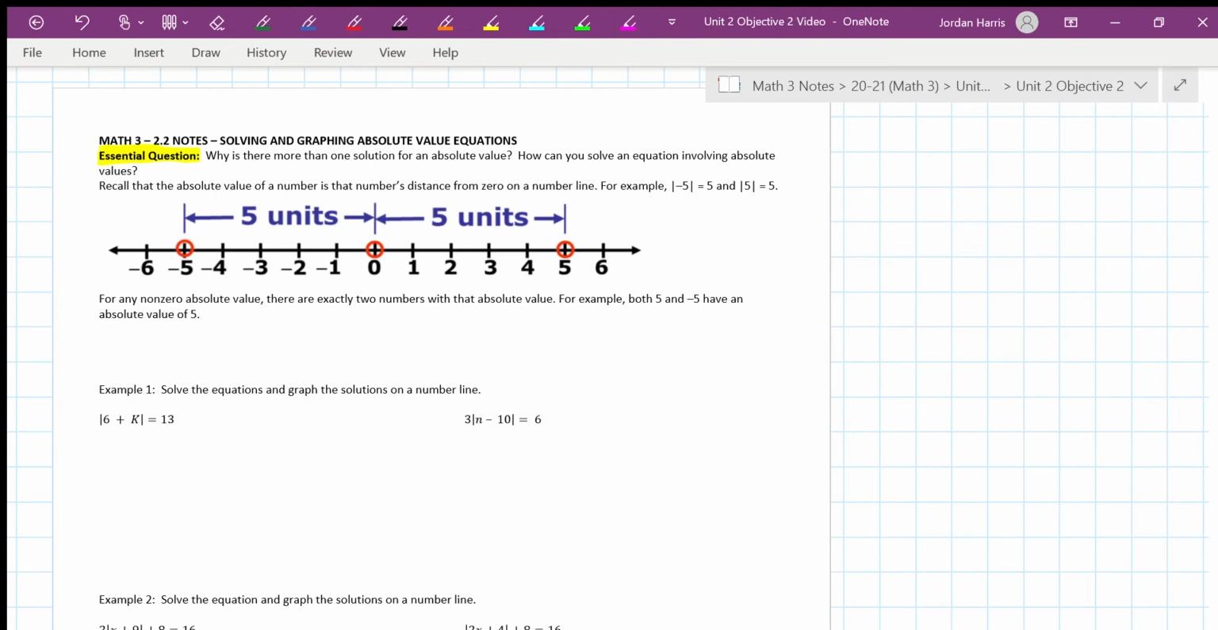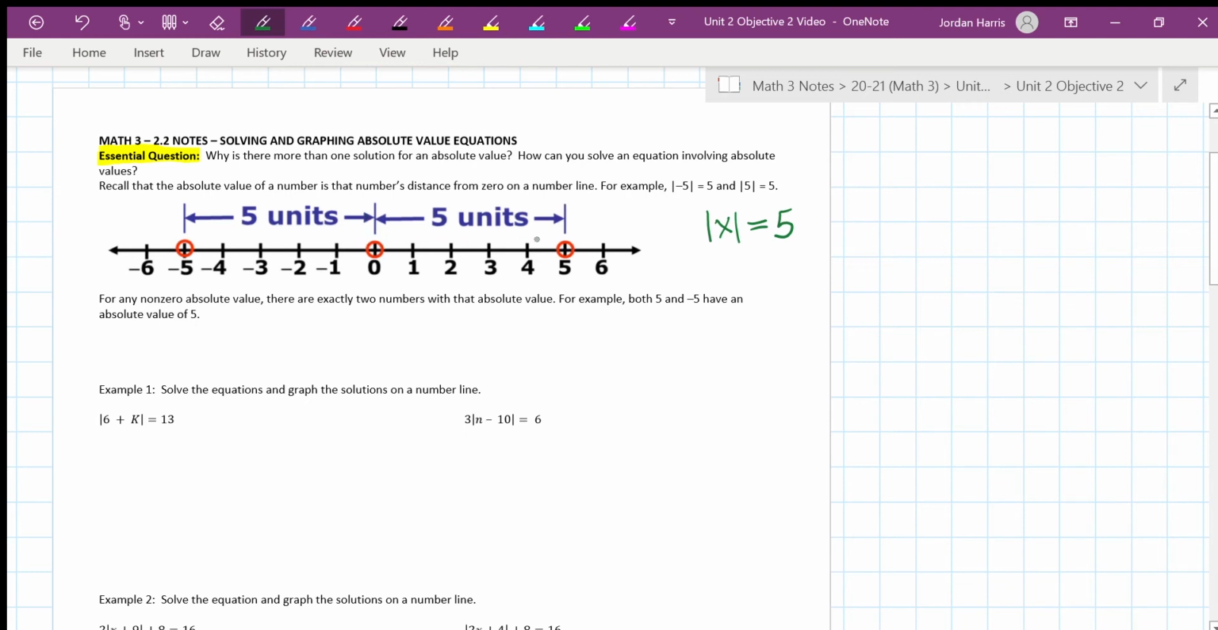Okay, so recall that the absolute value of a number is that number's distance from 0 on a number line. This is an example of looking at the absolute value of x equals 5, finding solutions here. The absolute value is saying the x value needs to be 5 units from 0. And that's 2 places. That's why there can be more than one solution.